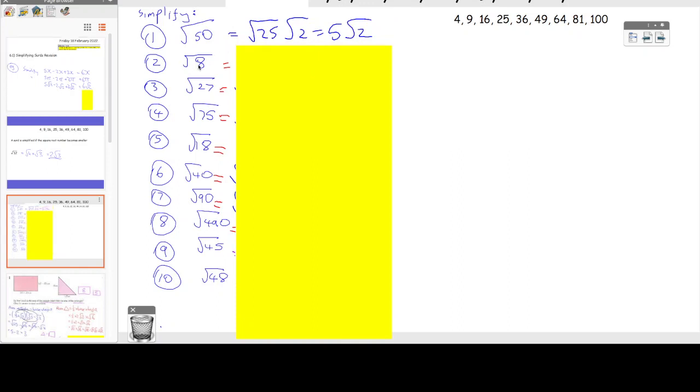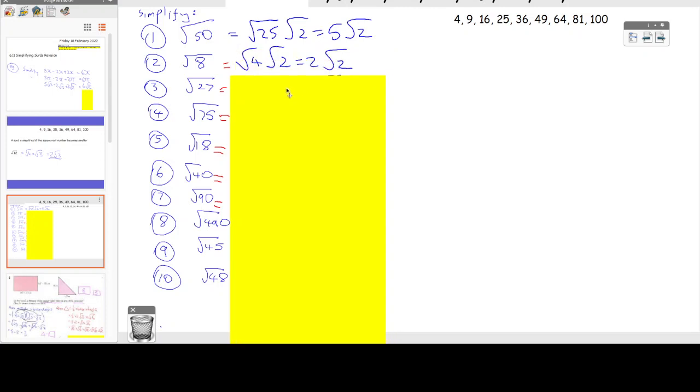Okay, now square root of 8, well 4 2's are 8. So that's going to be the square root of 4 times the square root of 2. And the square root of 4 is 2. And so on. Okay, so I'm just going to pause these and let you have a little think.